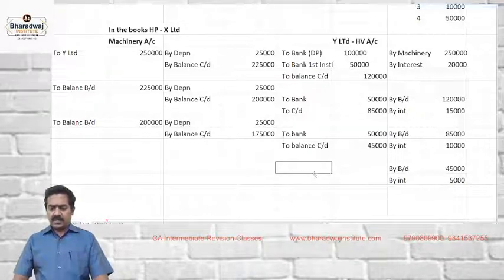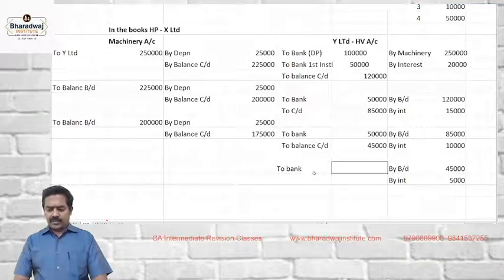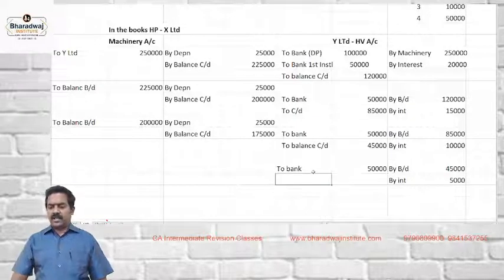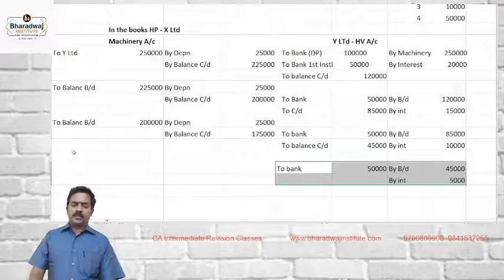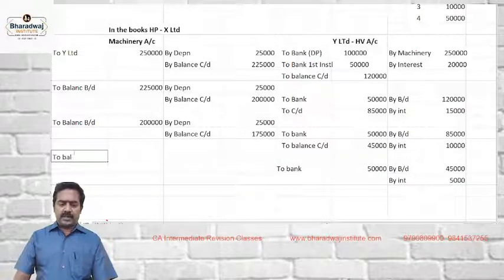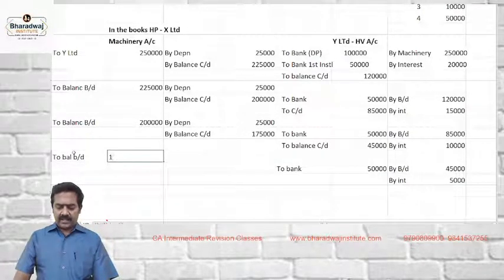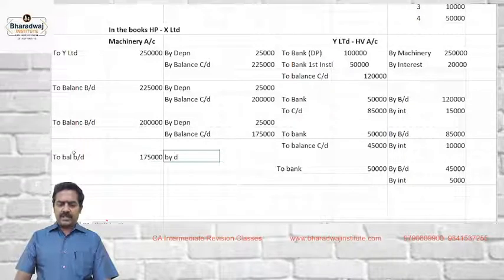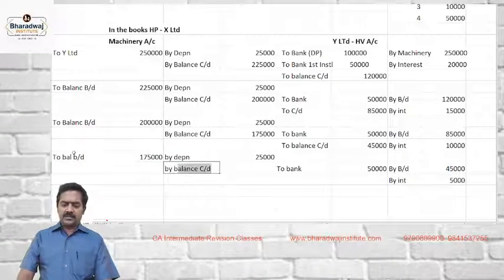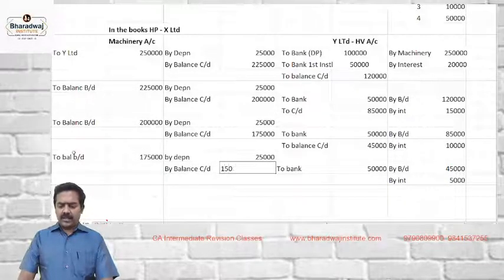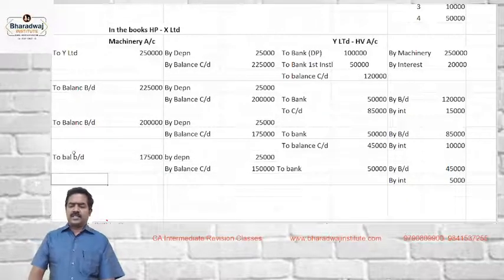We pay and settle. To bank how much? 50,000. The relationship will be closed at the end of which year? 4th year, where the liability will become 0 but asset will continue. Asset will be like to balance brought down 1,75,000. By depreciation how much? 25,000. The asset will continue with you. How much? 1,50,000.